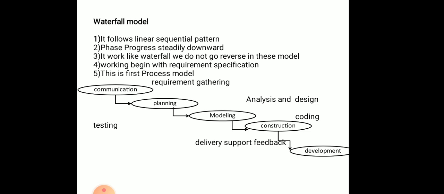Okay, remember: communication, planning, modeling, construction and deployment. In the communication phase, we do requirement gathering from the customer. In the planning phase, we plan the data. In the modeling phase we do analysis and designing. In the construction phase we do the coding. And last one is deployment, which means deliver the project or implement the project.